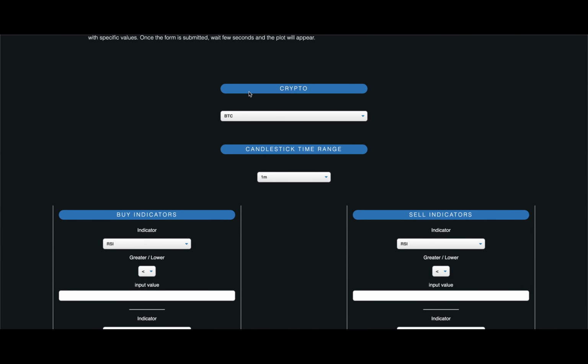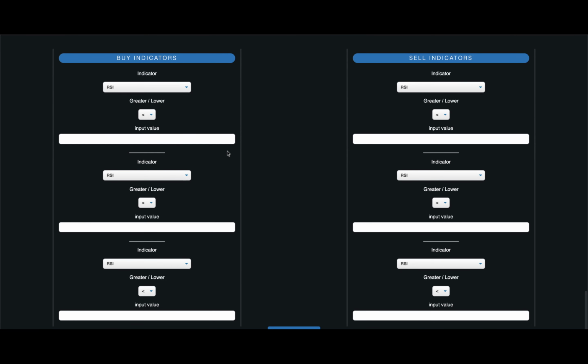In the first section, we need to decide which kind of crypto we want, and the coin we are gonna utilize is ADA. Then the candlestick time range is 15 minutes. Just one note about this: 15 minutes is the time of one single candle. The total amount of candles is gonna be 1,500. So if we pick 1 minute, there are gonna be 1,500 candles of 1 minute that go to the past. Understood this, let's continue with the buy indicators.